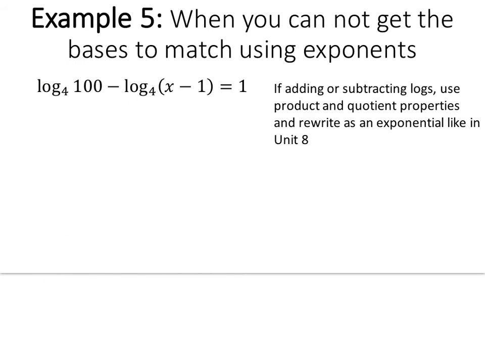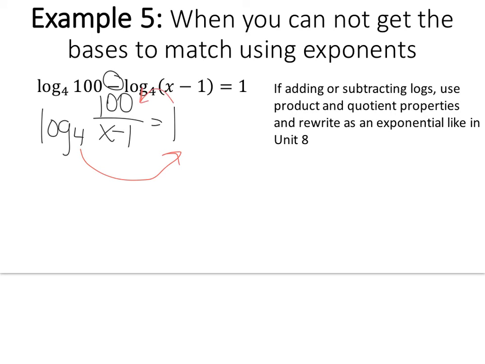All right, the last example uses the product and quotient property. So here I'm subtracting, so that means I need to divide my two answers. So I'm going to combine my logs as 1. The first input goes on top and the second input goes on bottom. Again, I know it looks a little funky, but I have log of an input equals a number. So this is where an exponential will help me solve this problem. So if I have 4 to the first power equals 100 over x minus 1, 4 to the first power is just 4.